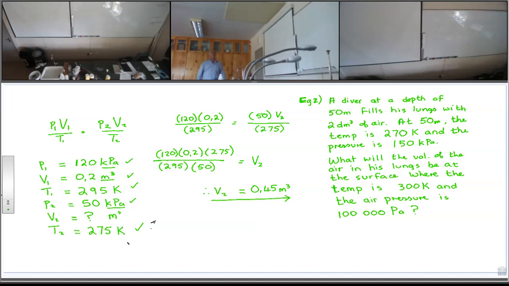Right, I'll read it in case you can't see it. A diver at a depth of 50 meters fills his lungs with 2 decimeters cubed of air. At 50 meters, the temperature is 270 Kelvin and the pressure is 150 kilopascals. What will the volume of the air in his lungs be at the surface, where the temperature is 300 Kelvin and the air pressure is 100,000 pascals?